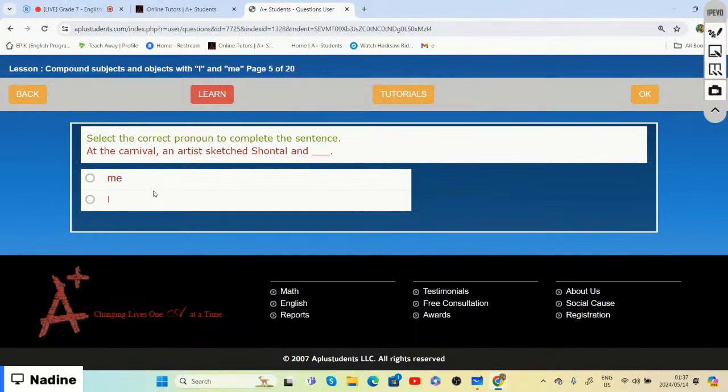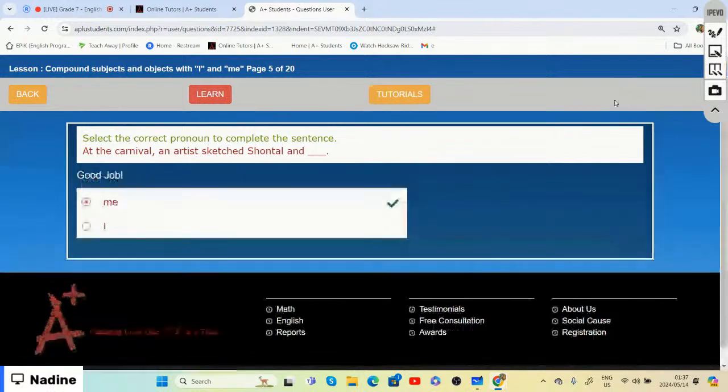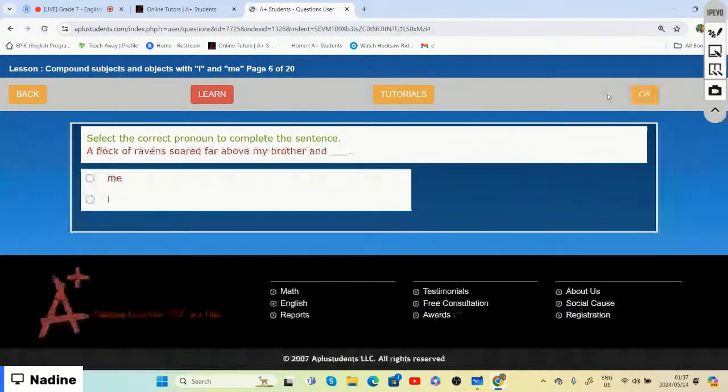All right, and the correct pronoun we can use is: at the carnival, an artist sketched Chantal and me, right? Because something is being done to us.